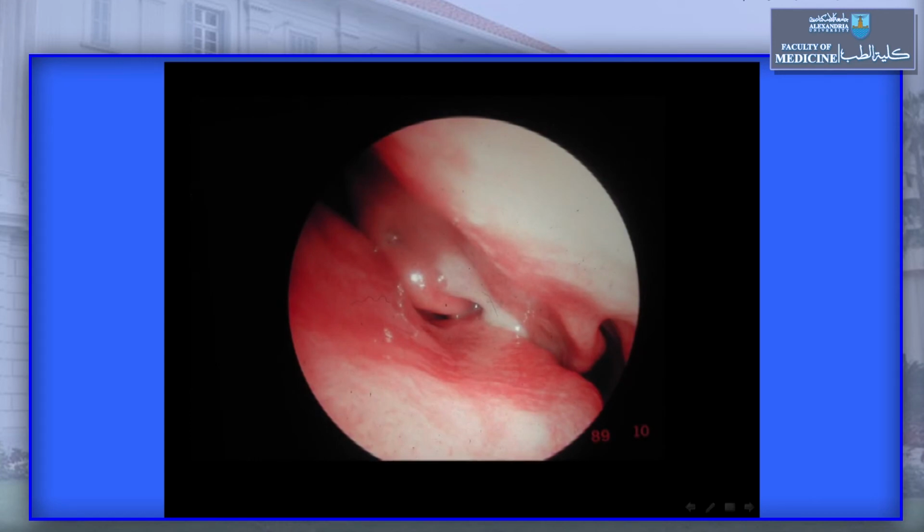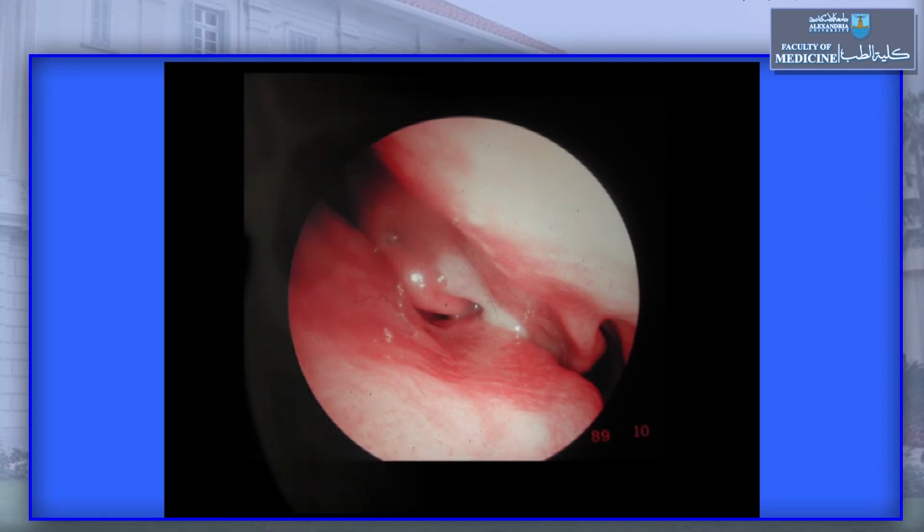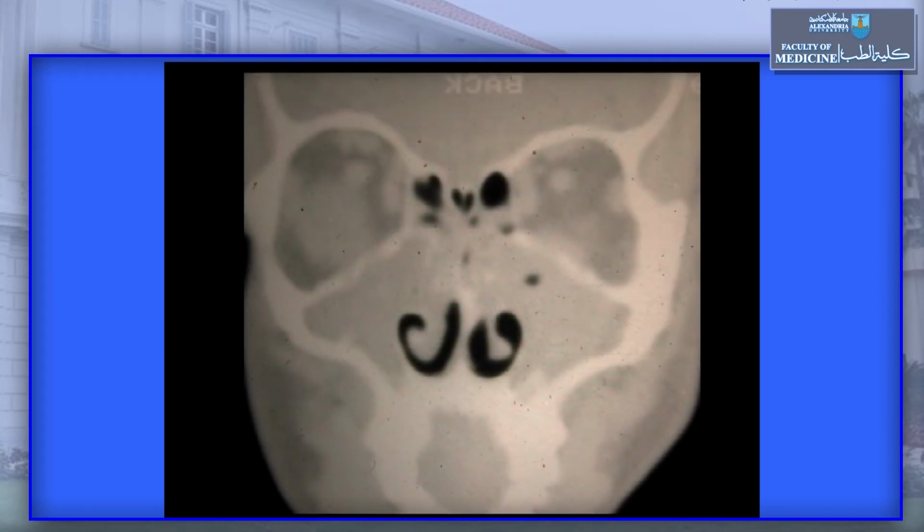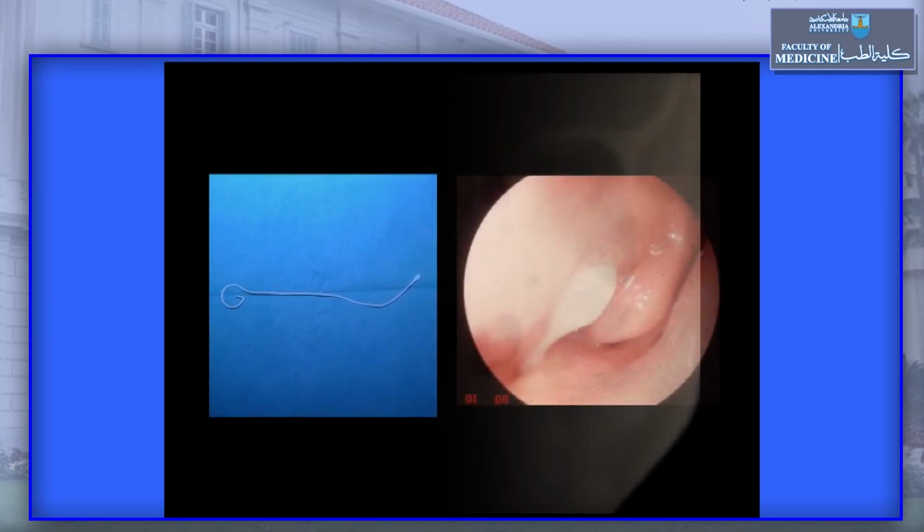Once we have done the endoscopic examination, the patient undergoes the second investigation, which is a CT scan, which shows the opacity within the maxillary as well as in the ethmoids of the same patient. So the radiologic imaging complements our endoscopic examination in mapping the disease and confirming the diagnosis of chronic rhinosinusitis.